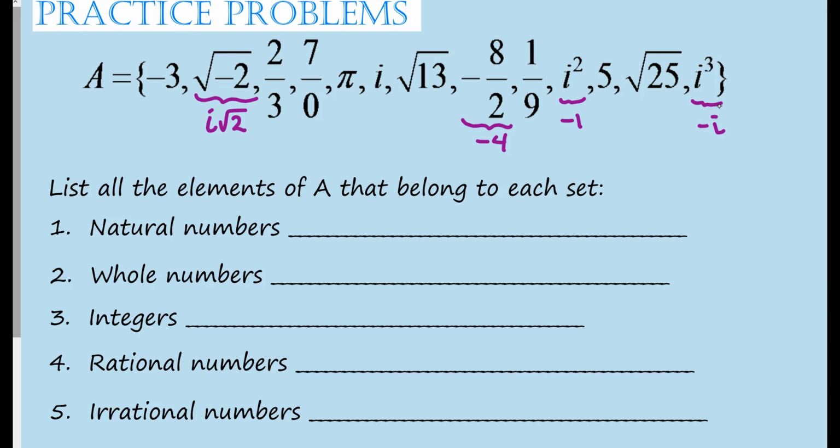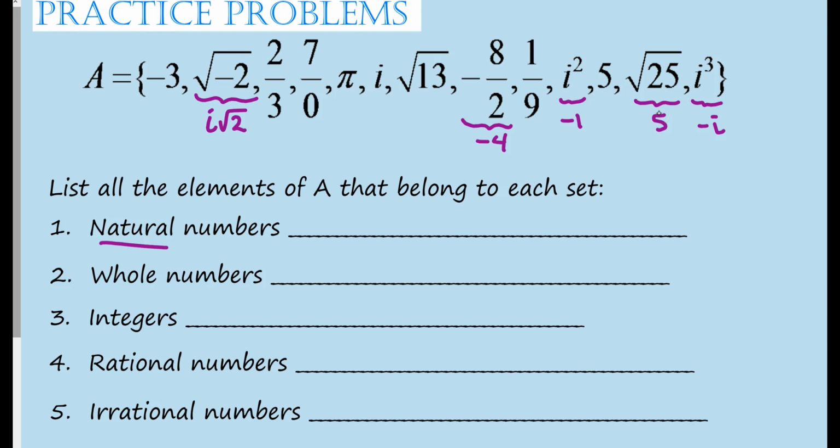Okay, so let's look through the list and find all of the elements that are natural numbers. Remember, those are the counting numbers, 1, 2, 3, etc. So go ahead and pause and figure out which ones you think fall in each category, and then you could play and we'll compare. Oh, before that, I missed one that we could simplify. Square root 25 is 5.